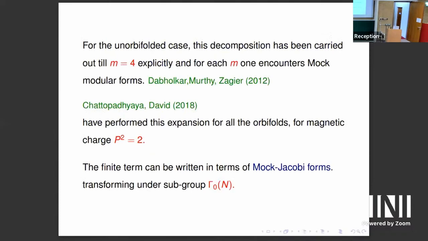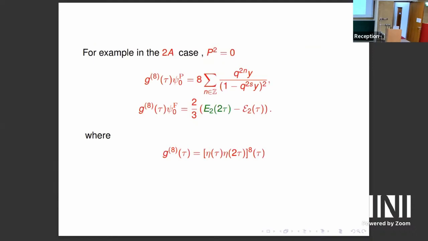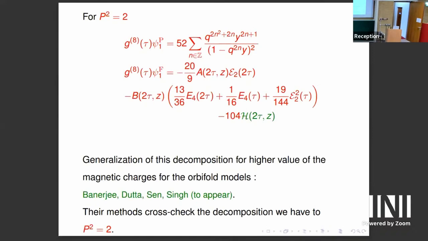And this was noticed by these authors. We have actually generalized this to the orbifolds. At the first level, just at the first level, these guys have gone much further ahead. And they have, I think, a general argument, but we don't have. We've just gone to the first level and for all the orbifolds. And in fact, here is an example of that decomposition, a generalization of that decomposition for the orbifolds. So you can see at the finite part, there is this mock modular form. Again, at the next level, these Kronecker numbers work.